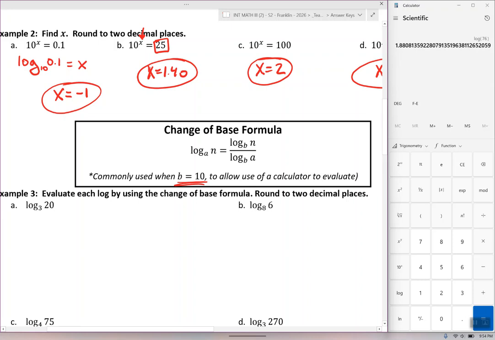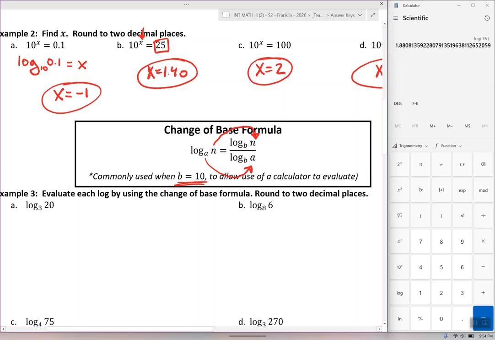So imagine this b is a 10. What we're doing is log of n divided by log of a. So it's kind of the large number over the small or the base number.